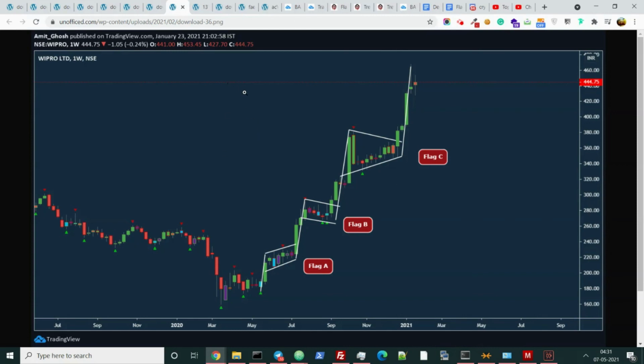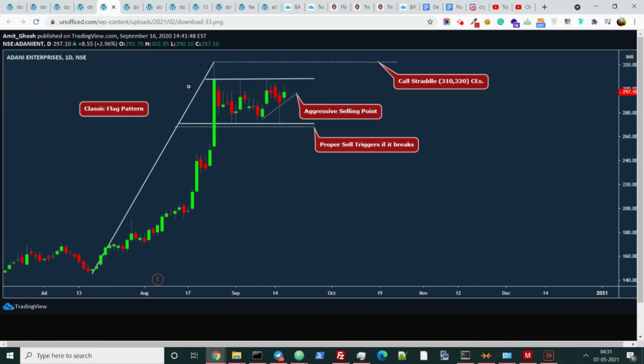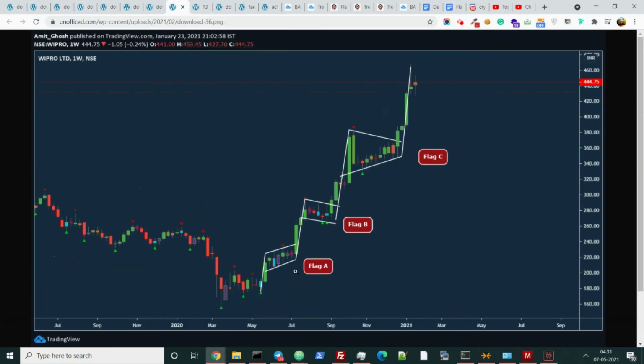So this part is called the pole and this part is called the flag, and this flag can go in any direction. It can consolidate towards upside, downside, and it can also converge. And you can draw a swing chart and you can see that Wipro is in uptrend.